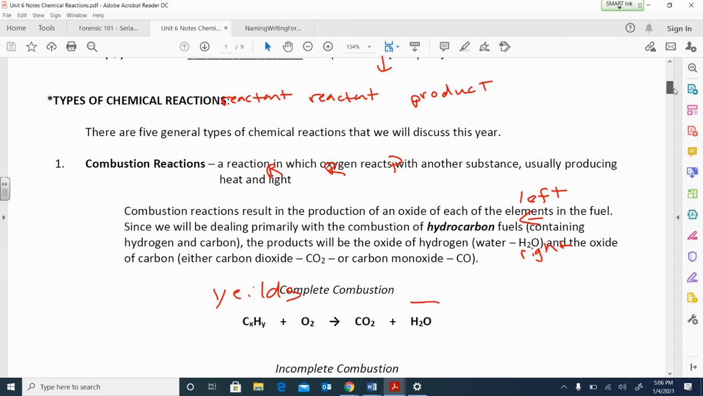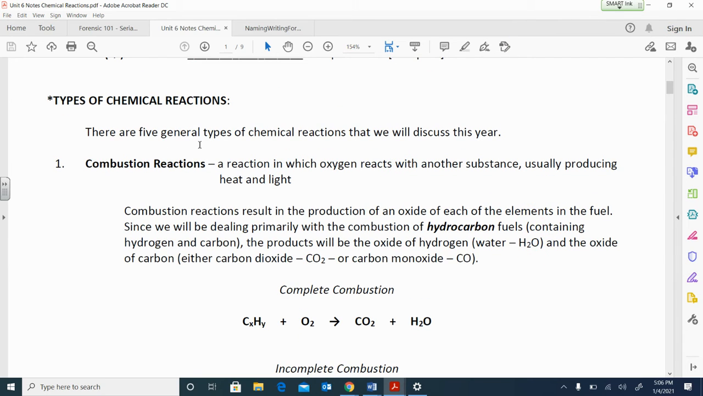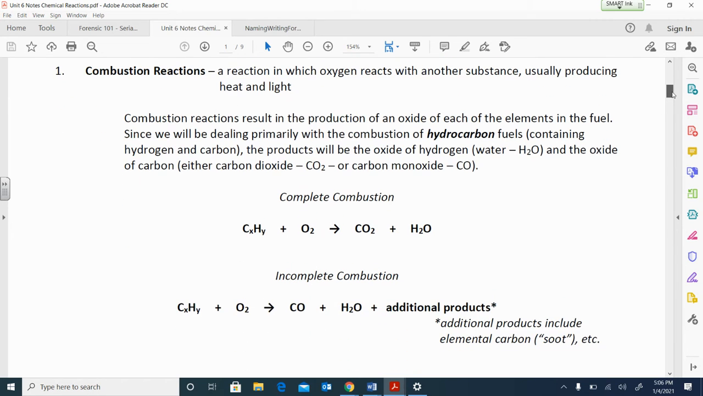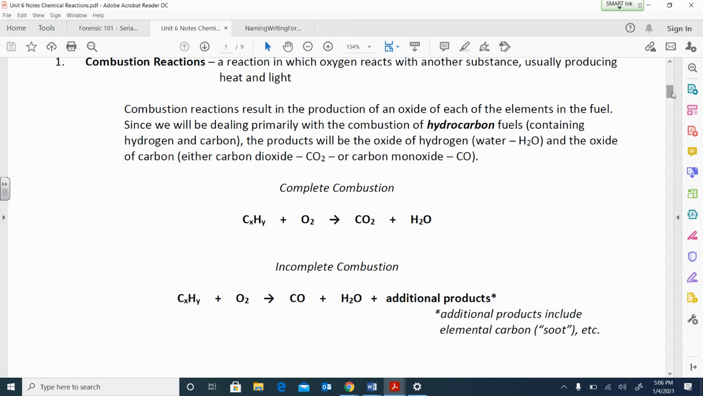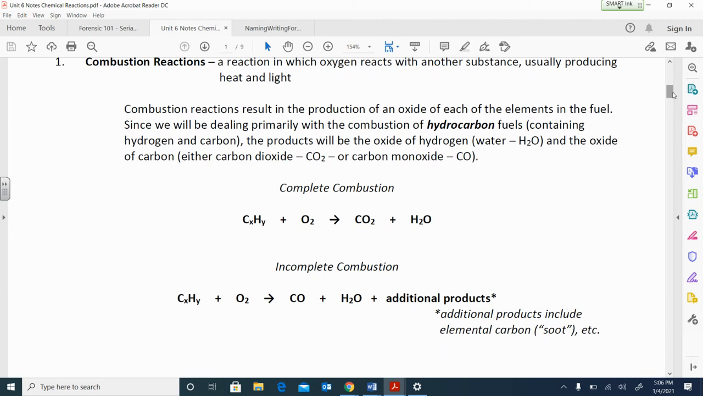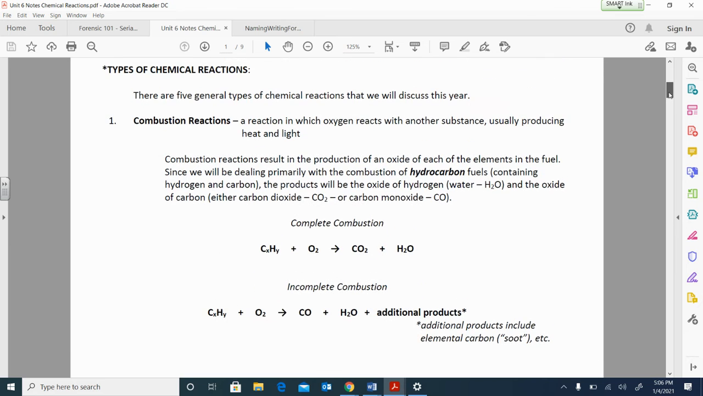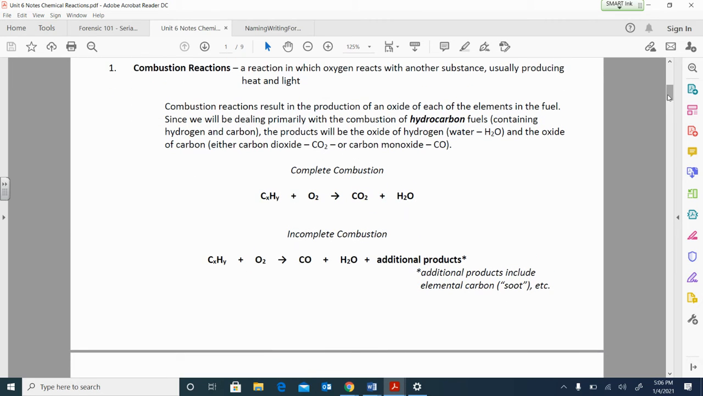Now we're starting our 5 types of reactions. There are 5 general types of chemical reactions that we'll discuss this year. The first one, the one that most everybody loves the most, is called a combustion reaction. Okay, a combustion reaction. I'm going to kind of shrink this actually since I'm over here so I can fit it more on one page. There we go. So a combustion reaction is a reaction with oxygen, so there has to be oxygen.